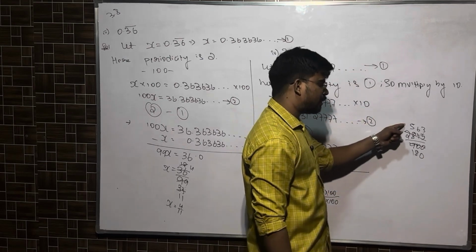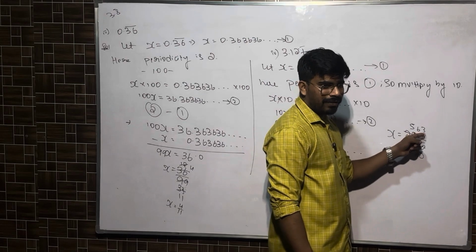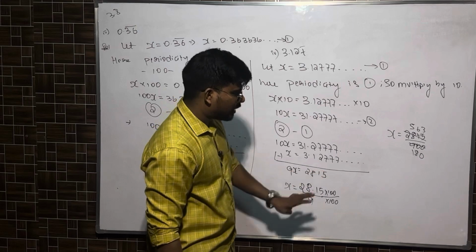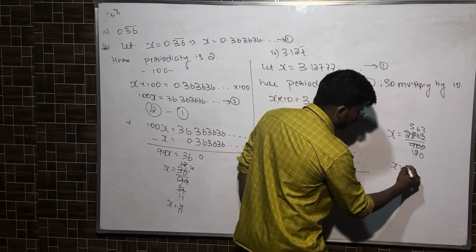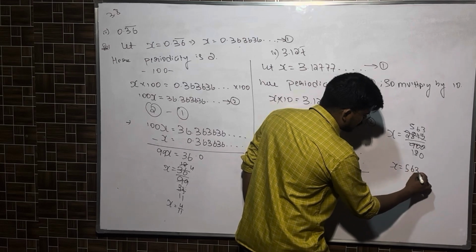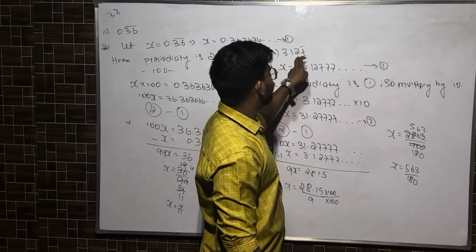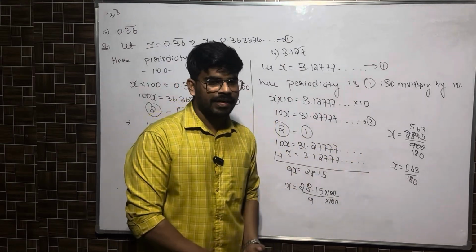Let us check, is it divisible by 3? 5 plus 6 is 11, 11 plus 3 is 14, no, it is not divisible, so let us leave it here only. x is equal to 563 divided by 180. The p by q form of 3.127 bar is 563 divided by 180. Right.